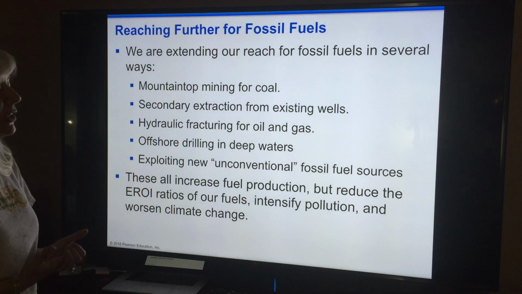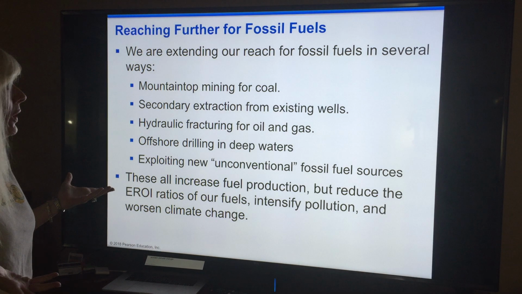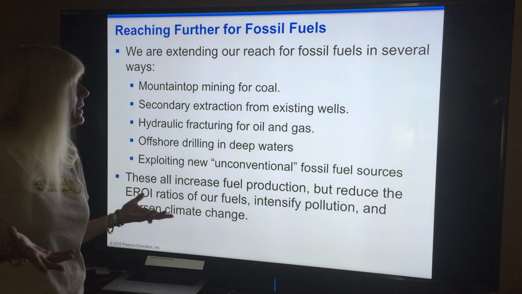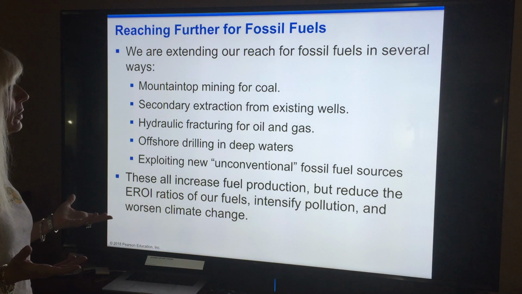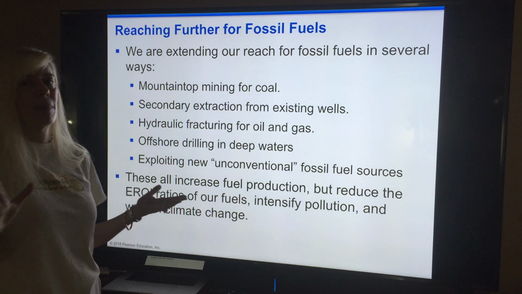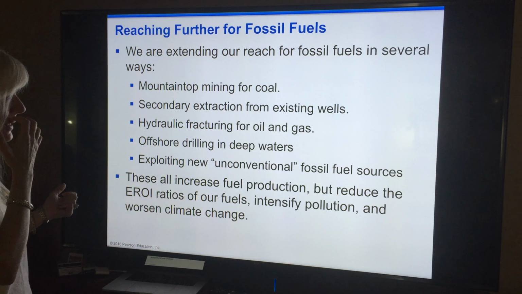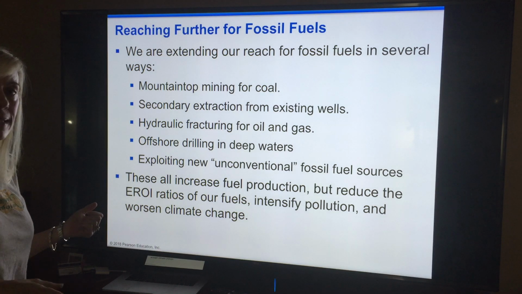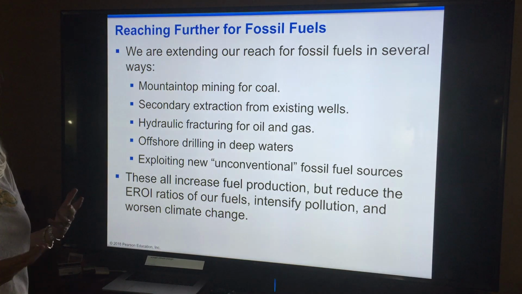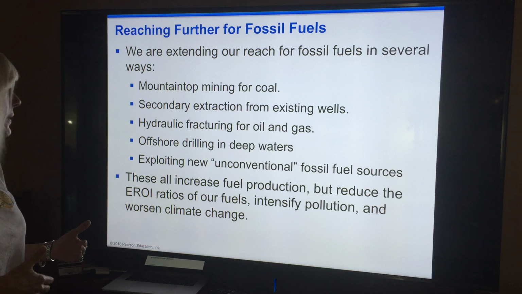So how do we extend fossil fuels? Look at all these good plans. Mountaintop mining for coal. So let's just take off the tops of some mountains and look for coal. Secondary extraction from existing wells. Okay, going back down, adding some pressure, adding some of those chemicals, almost like fracking on wells that you already have.